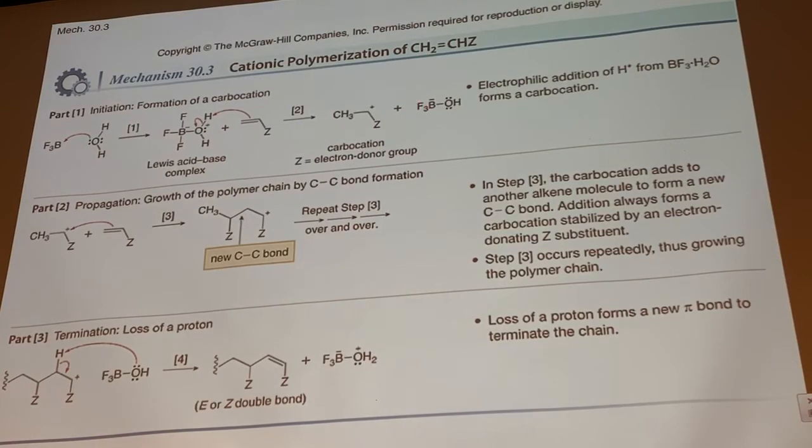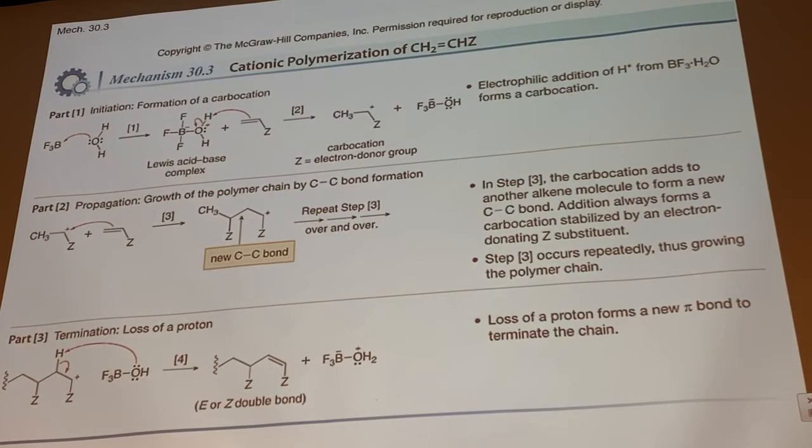They drew the negative charge on the boron, although we know that negative charge is distributed on the oxygen and the fluorines because those are all much more electronegative atoms than boron. By convention, we draw it on the boron. So that oxygen has a partial negative charge on it, and then it's able to deprotonate adjacent to our carbocation, forming an alkene. So termination in a cationic polymerization involves deprotonation, formation of an alkene. Any questions on this mechanism?